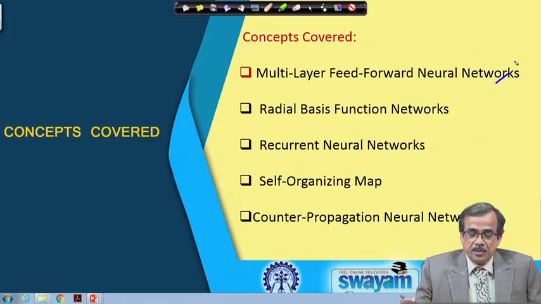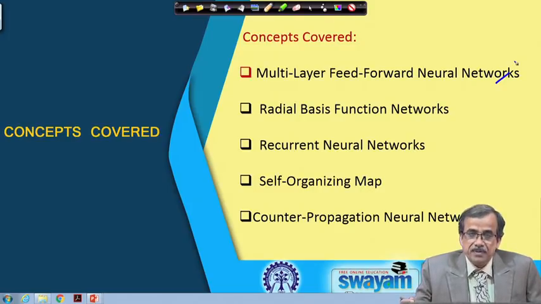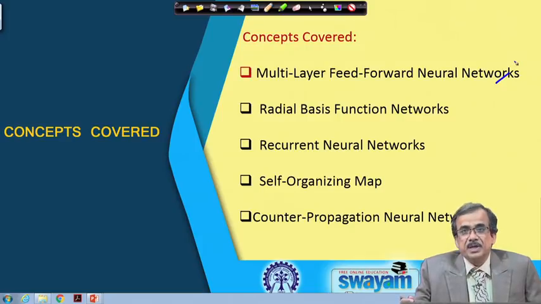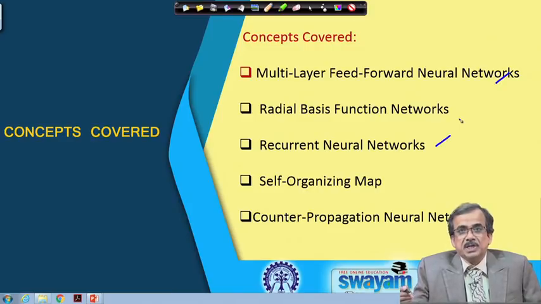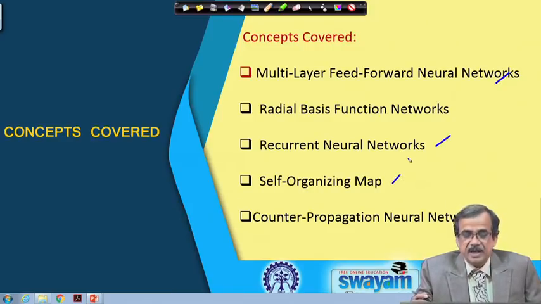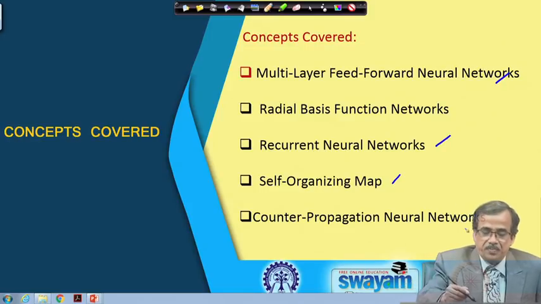After that, we are going to concentrate on how to include the feedback circuit along with the feed forward circuit to develop the most popular, that is the recurrent neural networks. We will see the principle of self organizing map or coherent network, and at the end we will try to see the working principle of a counter propagation neural network, and we will solve a few numerical examples also.